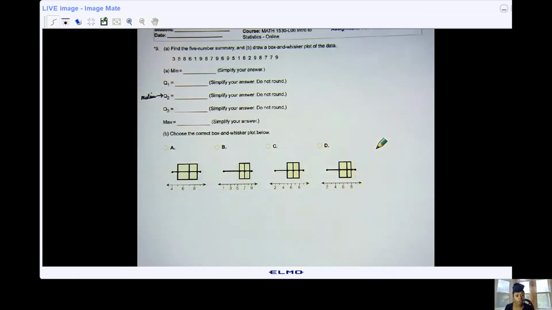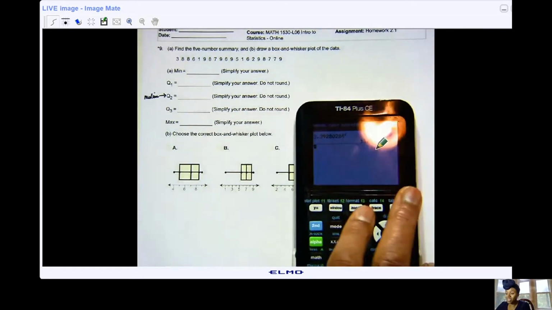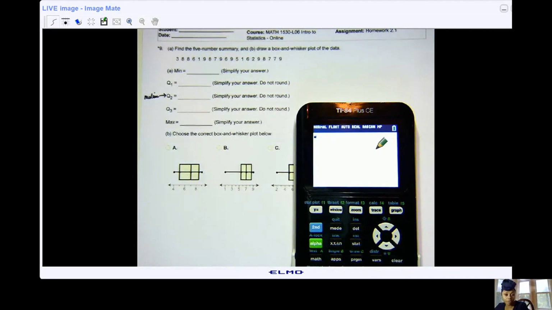So when I say you would find Q2 first, it's because Q2 would actually split the data into 2 equal halves. Okay, this is if you were doing this by hand. You don't have to do this by hand though. We can actually put this right in the calculator as well. And we're going to use the exact same keystrokes that we used previously.